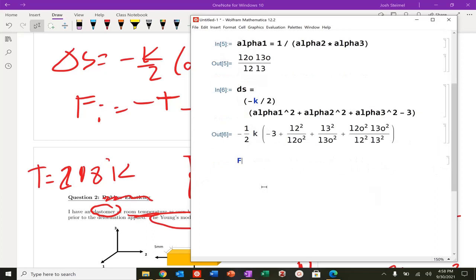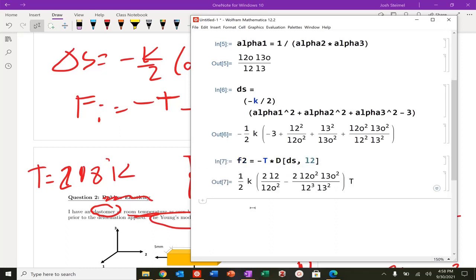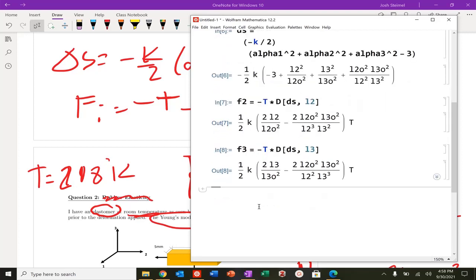So now I could do my force in the 2 direction, F2, equal to minus T times the derivative of ds with respect to L2, and my F3 equals minus T times the derivative of ds with respect to L3. Those are my forces in the most general terms. I know what my L naught 2 is, but I do not know what my new length in the 2 direction is, and I don't know my new length in the 3 direction.